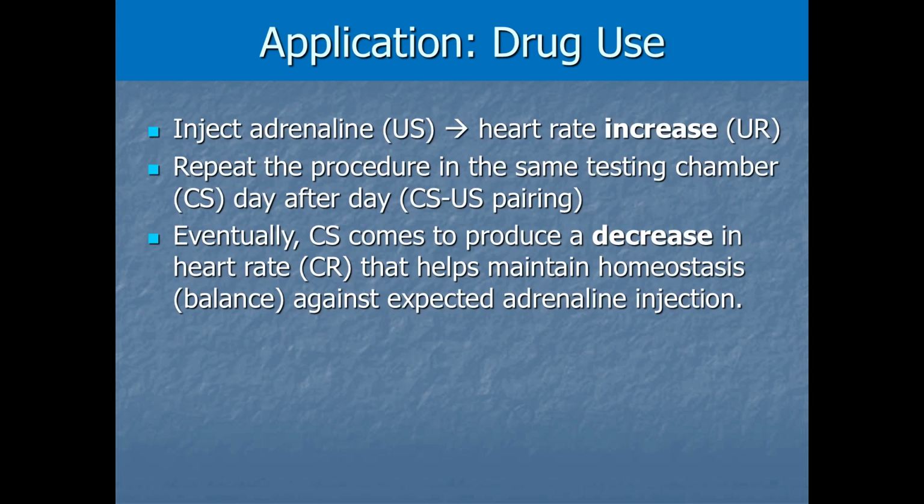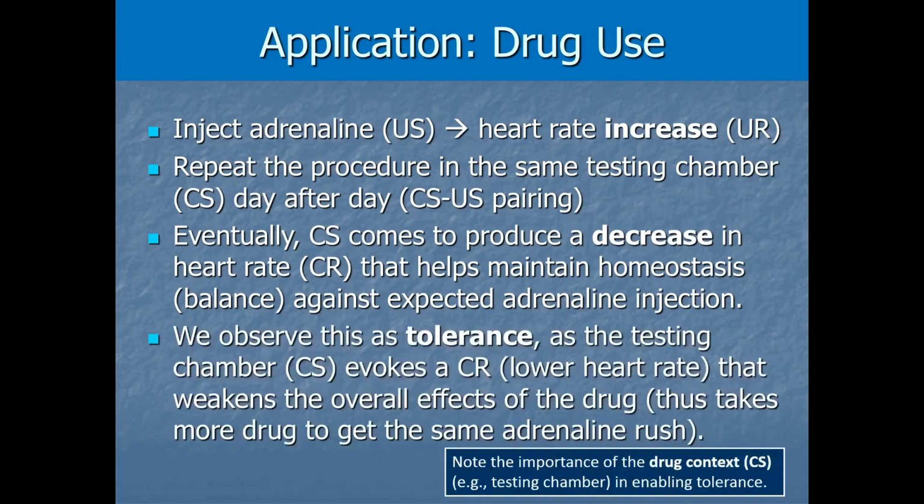So this is what we're talking about when we talk about something like tolerance to drugs. It can be explained with learning principles. The conditioned stimulus of the testing chamber actually is what evokes a lower heart rate that then weakens the overall effects of the drug. Thus, it takes more adrenaline injected to get the same heart rate spike that we used to get. That's drug tolerance. And note here the importance of the drug context, the CS, in enabling tolerance.